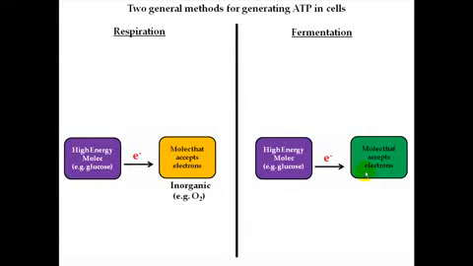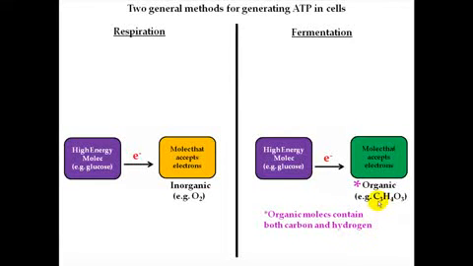Fermentation is a different process because the things that fermenting cells use as an electron acceptor are organic things. And by organic molecule, what we mean is a molecule that has both carbons and hydrogens in it. An example of an organic molecule that can be used as an electron acceptor during fermentation is a molecule called pyruvate. And so that's what defines the difference between respiration and fermentation: the molecule that's used as the electron acceptor is different.